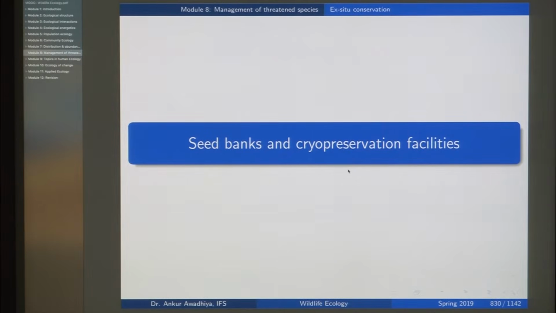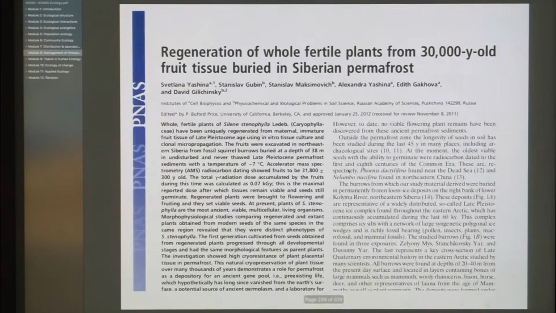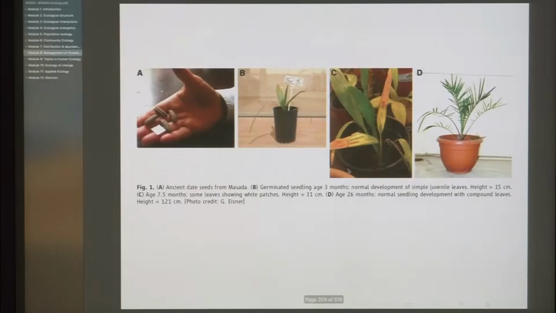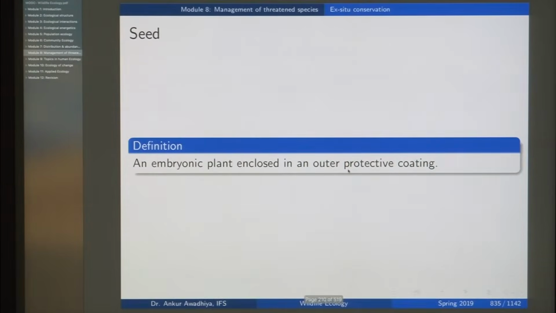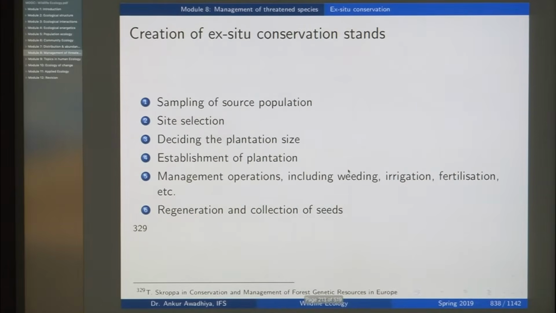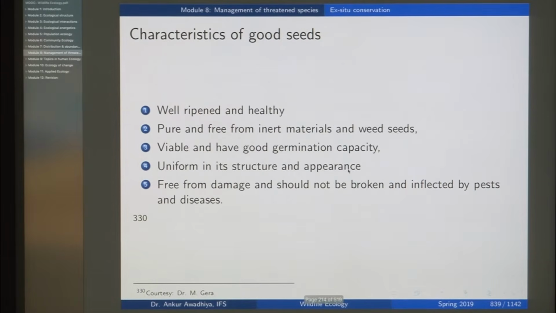Next we looked at seed banks and cryopreservation facilities. So if you have a seed that is kept in a cold area or a seed that is kept extremely dry, it is able to grow back. And a seed is an embryonic plant that is enclosed in an outer protective coating. So if you want to create a seed bank, you need to take into account a number of things. One is that you can create an ex situ conservation stand. You need to have good seeds. So these are the characteristics.